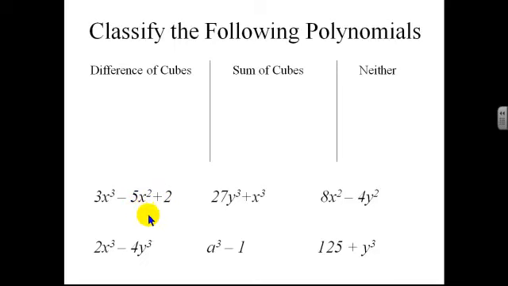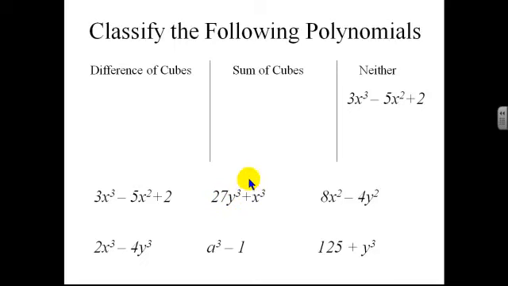Hopefully you said neither. The big thing is there are 3 terms here, so it's a trinomial. So right away I know that it's neither. And also I have this x squared term in here, and 2 is not a perfect cube. What about this one? 27y cubed plus x cubed.